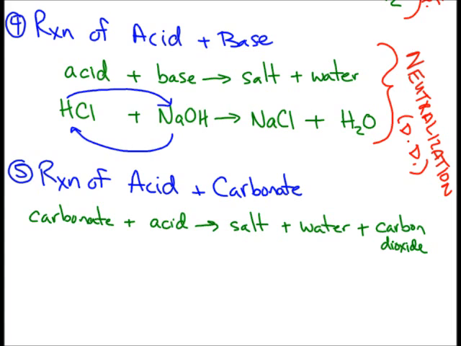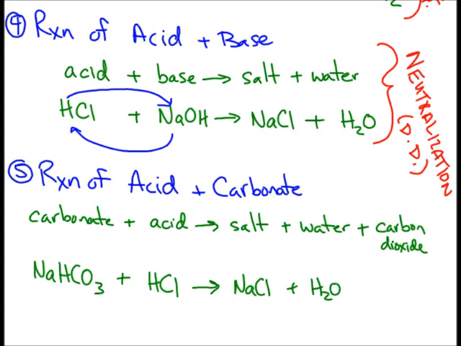So this is a reaction that we would consider to be a neutralization. It's just a neutralization of a carbonate. It's a little bit different because we get that third product produced. So let's use the example NaHCO3. So this is sodium bicarbonate. And we'll use hydrochloric acid, HCl. I get my salt, which is NaCl. I get my water, which is H2O. And I get my CO2 gas, my carbon dioxide. So that's our reaction of our acid and our carbonate.